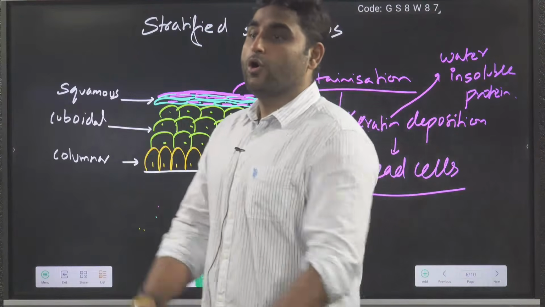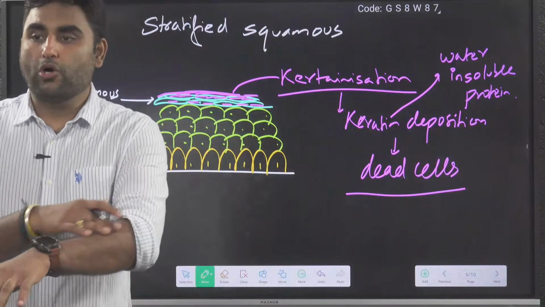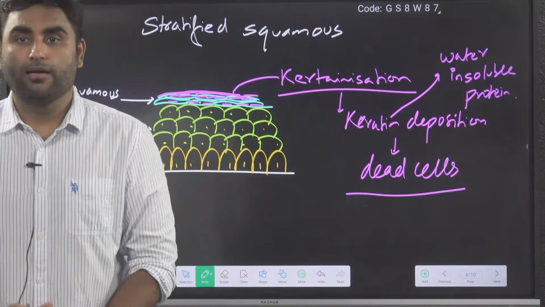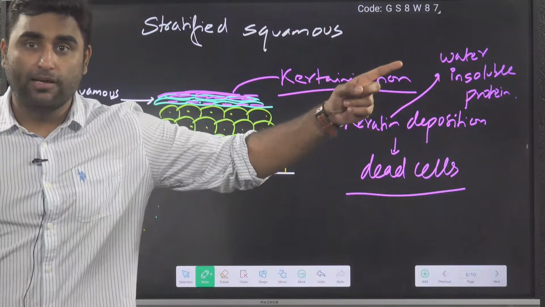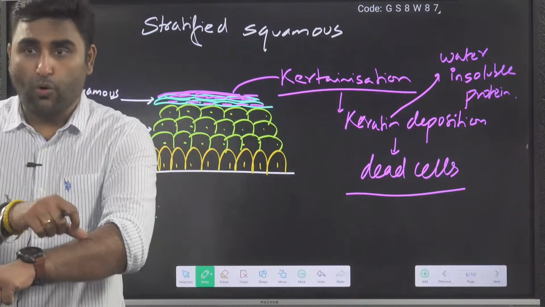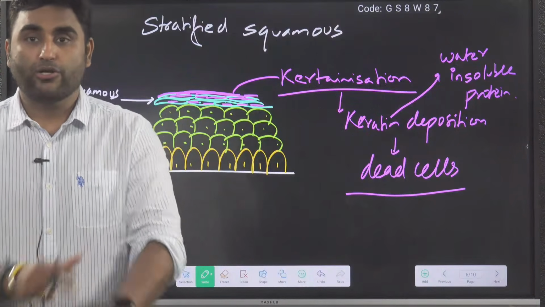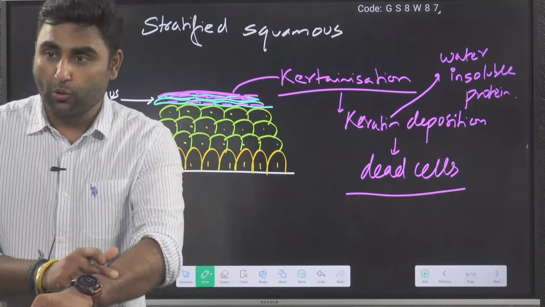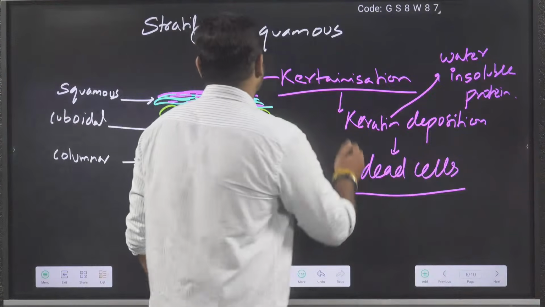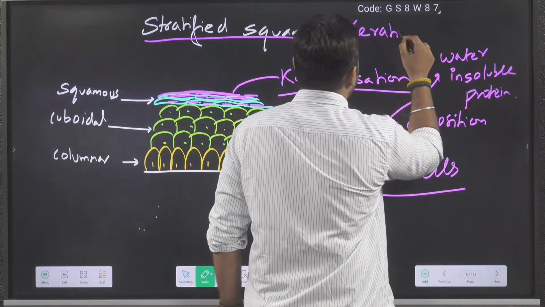That's why on your skin, bacteria cannot stay for a longer time, because they are already dead cells. Since keratin is water insoluble, it gives waterproofing to your skin. If you put water, will water go inside? Water will not go inside. Water will not come out also, because keratin is a water insoluble protein that is making your skin waterproof. So this becomes stratified squamous keratinized epithelium.